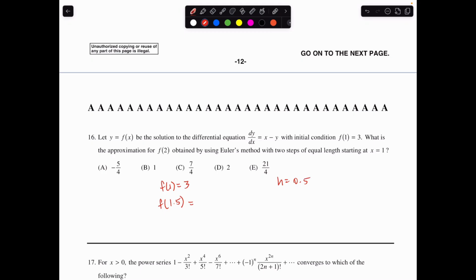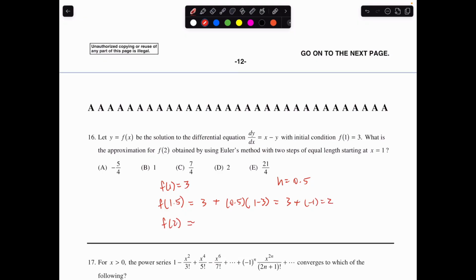So in order to do Euler's method, you do the previous term plus step size times the derivative at the previous point. So x minus y, so then 1 minus 3. So this is equal to 3 plus 0.5 times -2, so minus 1. So then that's equal to 2.